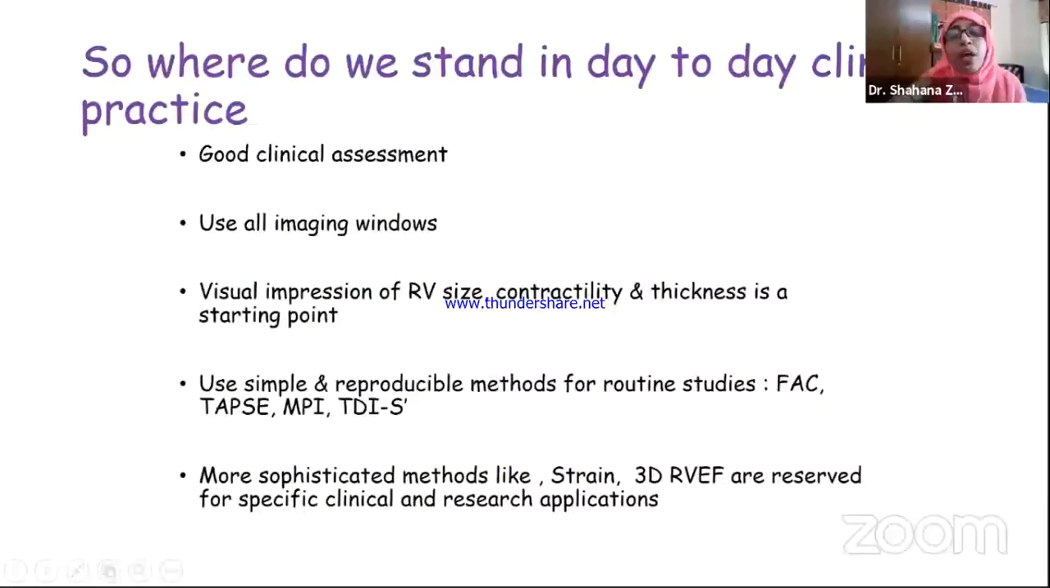So where do you stand in day-to-day clinical practice? We should take a good clinical assessment of the patient and use all possible imaging windows. Visual impression of the RV size, contractility, and thickness is the starting point. Use simple and reproducible methods for routine studies like fractional area change, TAFC, MPI, and TDI S prime. More sophisticated methods like strain and 3D are reserved for specific clinical and research applications.